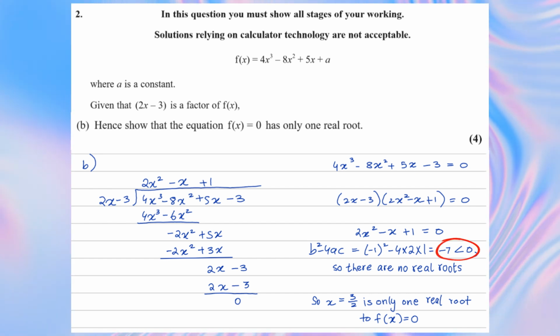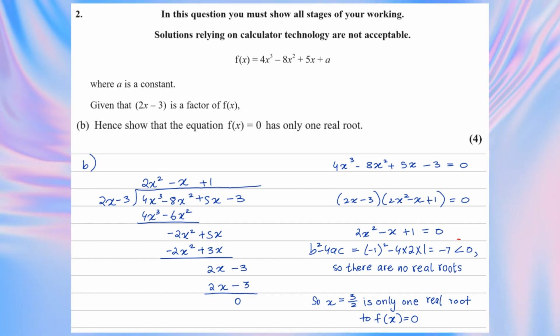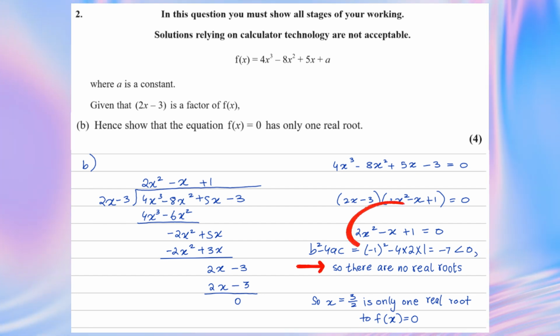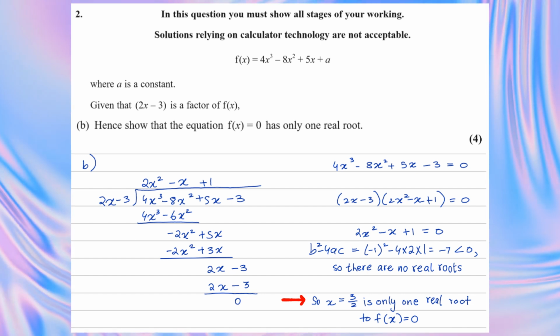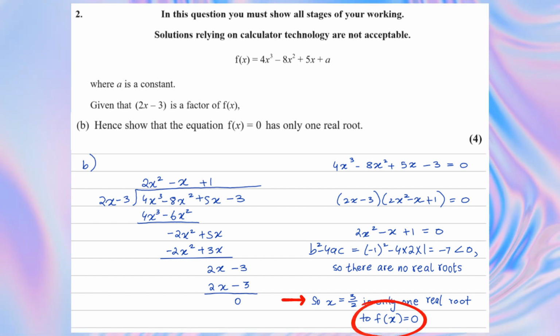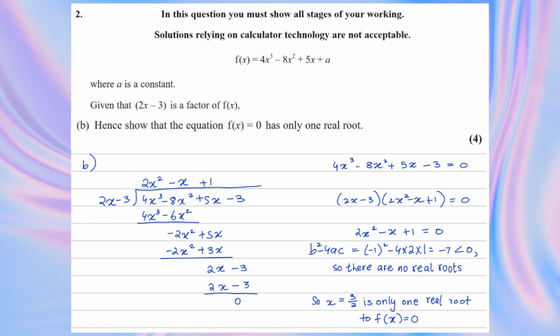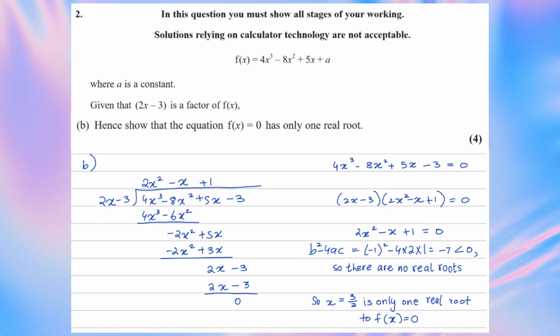So, as the discriminant minus 7 is smaller than 0, there are no real roots for this quadratic equation. This means that x equals 3 over 2 is the only one real root of f of x equals 0. And this completes the answer for part B.